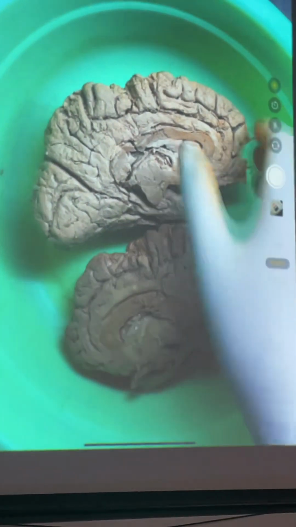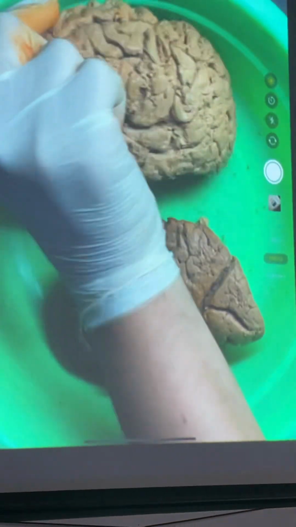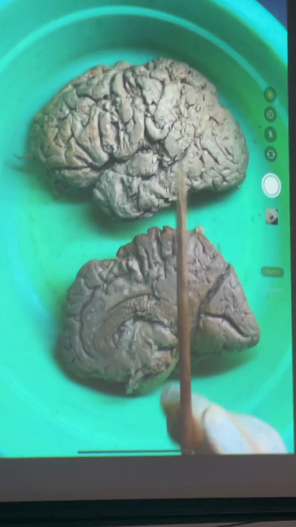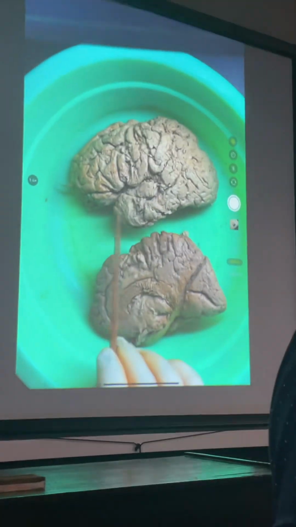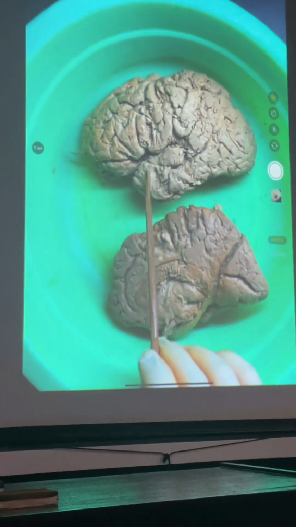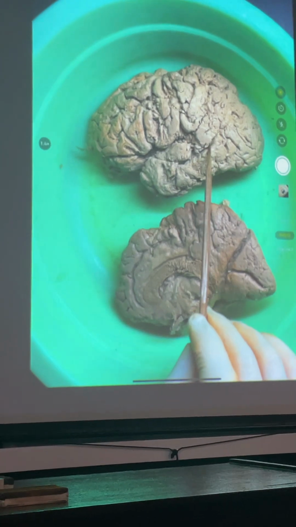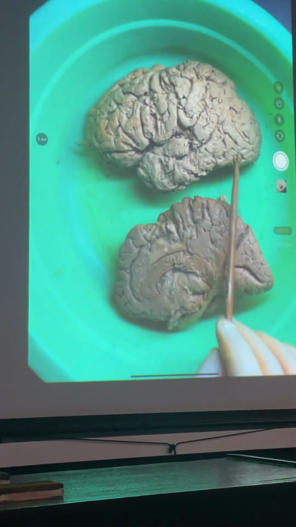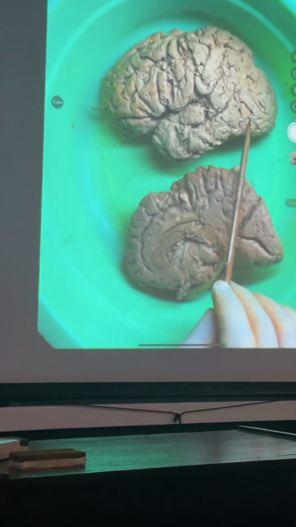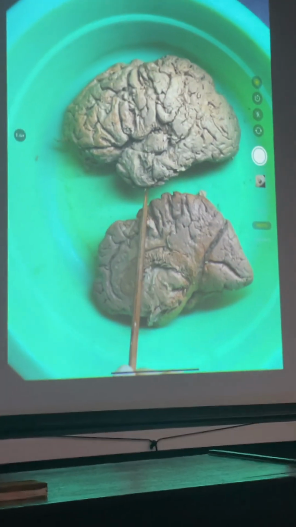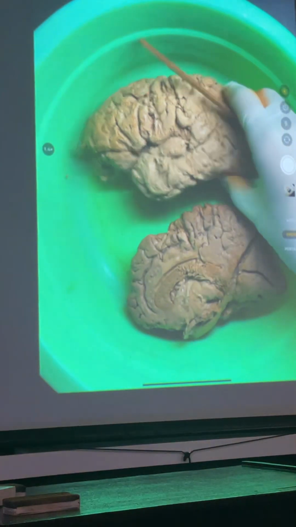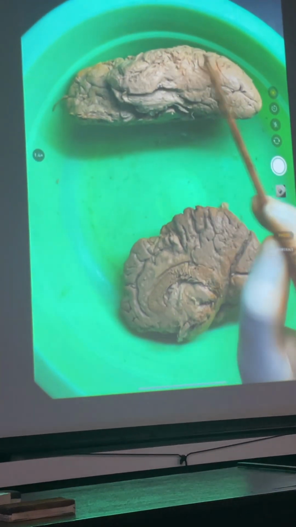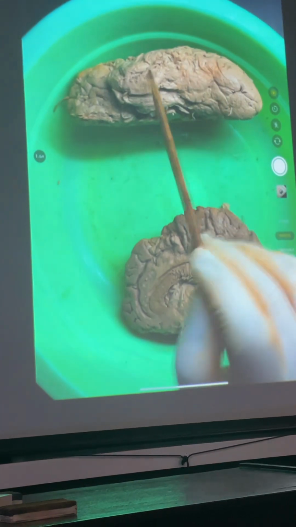Okay, so let's proceed to the basal view. Coming from this side, once again, this one is called the Sylvian fissure. This one is the superior temporal gyrus. This one is the superior temporal sulcus. This is the middle temporal gyrus. This one here is the inferior temporal sulcus. If we flip this inside, this is the inferior temporal gyrus.